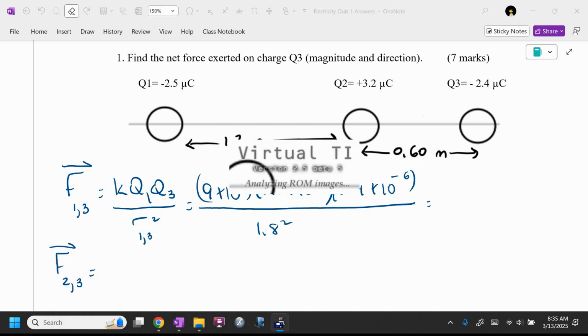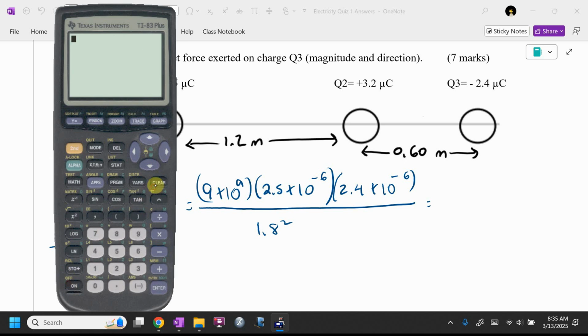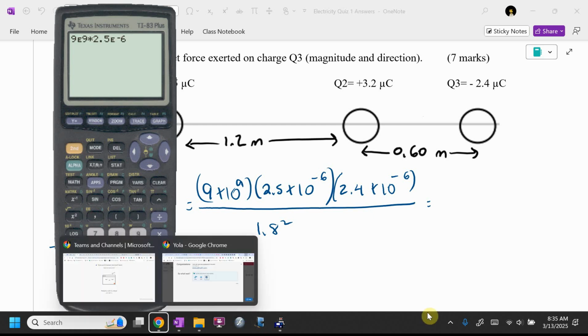I have no idea what the answer here is. 9 times 10 to the 9th, 2.5 times 10 to the negative 6. Got another latecomer interrupting my lesson.